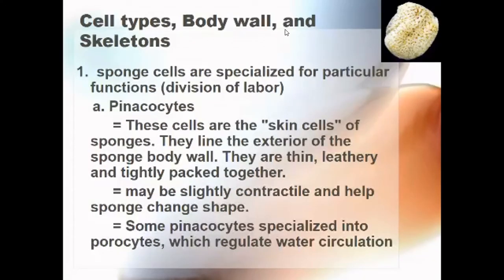Okay, cell types of body wall and skeleton. Sponges, how did they keep their shape in the different depths of water? Okay, sponges are specialized for particular function. They have the pinacocytes. So these cells are known as the skin cells that cover the sponge and protect the sponge externally. And they may be slightly contractile that help the sponge change its shapes. Some pinacocytes specialize into porocytes, which regulate the entry of water.